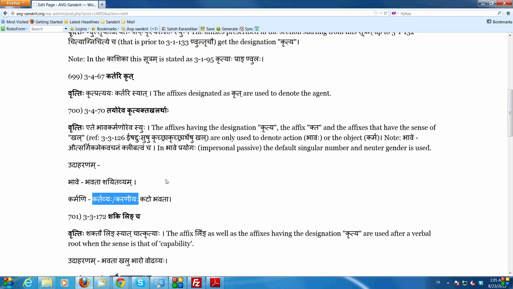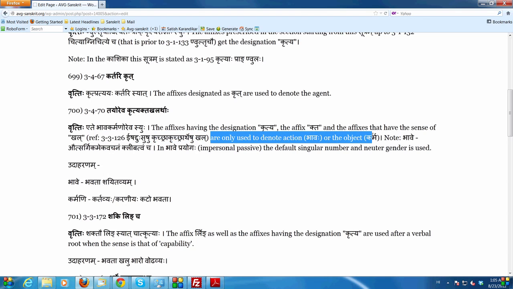So these affixes, kritya pratyaya, the kta pratyaya and the khalartha pratyaya, they are to be used only in the passive. So the English I put over here is: the affixes having the designation of kritya, which we just saw is an adhikara going from 3.1.95 to 3.1.132, which is the topic right now; the affix kta, which we study later on; and the affixes having the sense of khal, for which I put the reference here, 3.3.126, is khal, and other affixes in the sense of khal. They are to be used to denote the action or the object. It says note. Now the note I put over here is bhave. In bhave prayoga, since we are referring to a single action, it is autsargikam ekavachanam klibatvam cha.